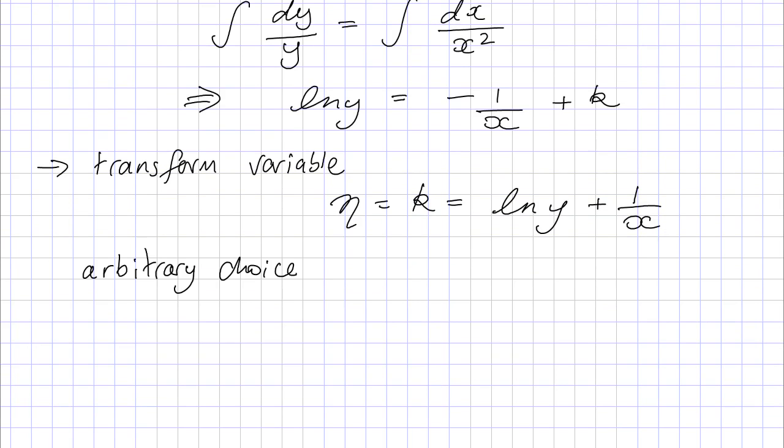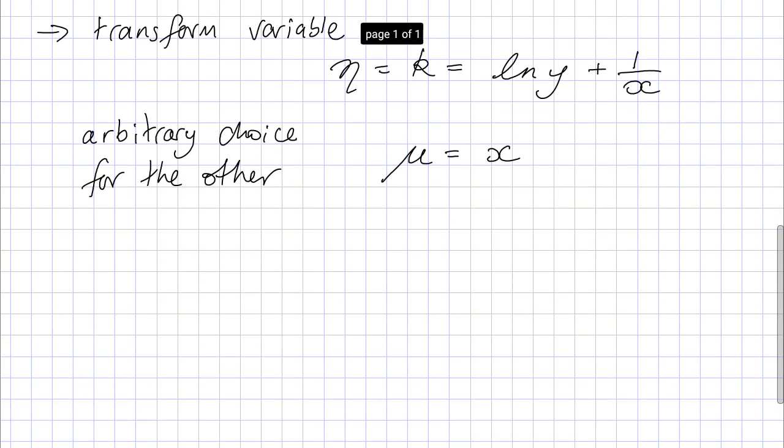Our other one, we have an arbitrary choice, or almost arbitrary choice, for the other. And we're going to choose that variable mu to be simply equal to x. So I say that's an arbitrary choice. It's arbitrary up to the extent that this transformation is non-singular, so let's check that our transform is okay.